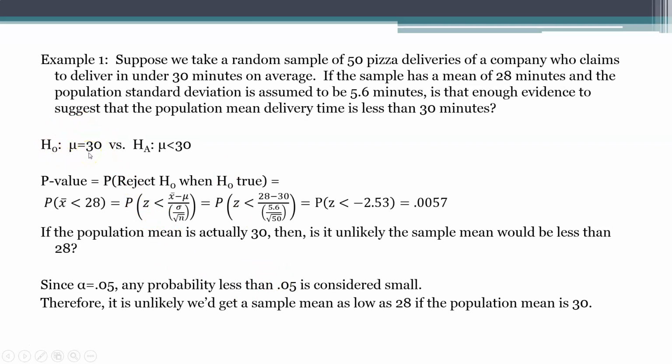Okay? So going back to the logic that we said back at the beginning, we want to show HA is true. So we're going to assume H0 is true and show it's unlikely. Well, we've shown that it's unlikely. Therefore, that's pretty good evidence to support the alternative hypothesis.